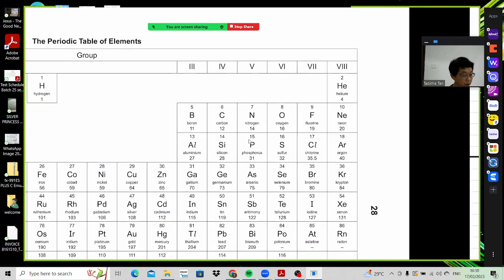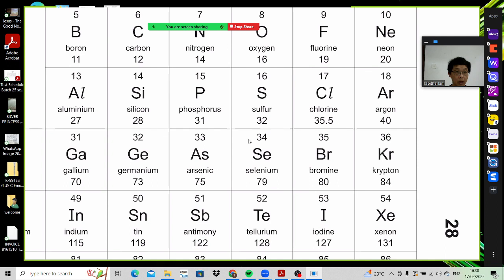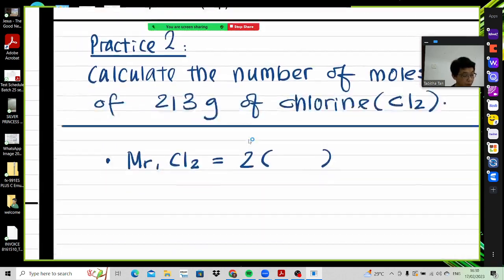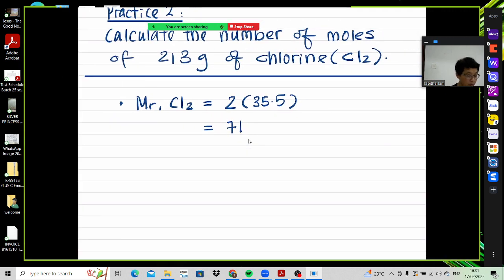Let's go back to the periodic table. Chlorine, again, zoom in for your easy view. The number below the symbol will be the Ar of 1 atom. 1 mole of chlorine atoms carries 35.5 grams. So let's take that and put it into our formula. 35.5, so that's put in. Multiply 35.5 times 2, and that gives you 71 gram. So now you got that Mr, and the mass was given.